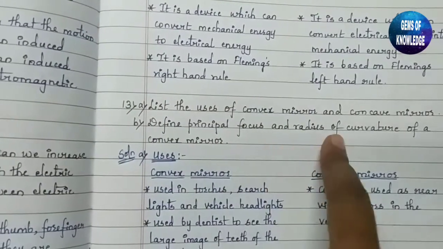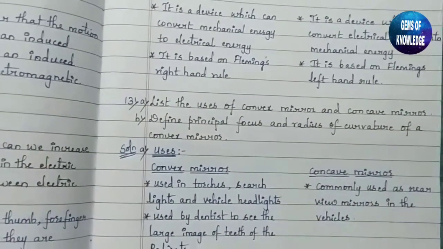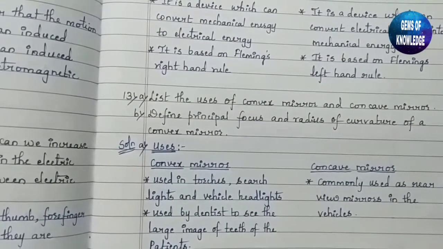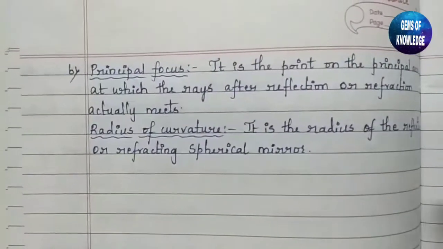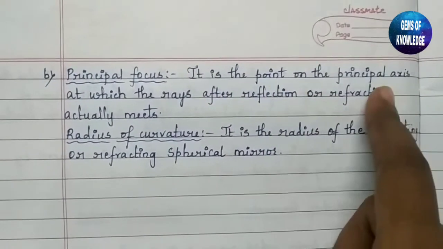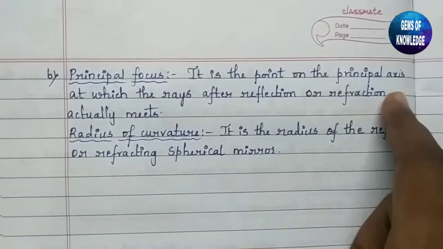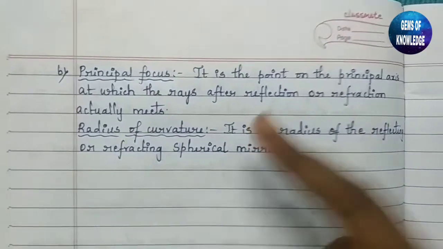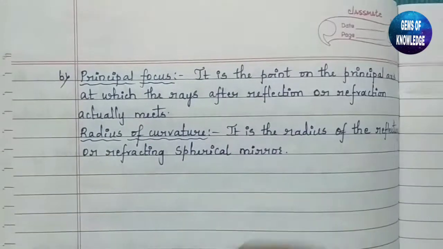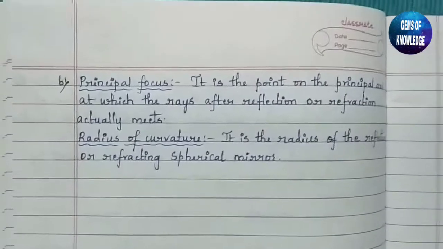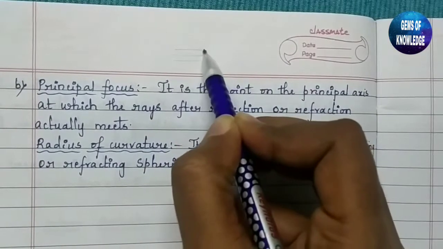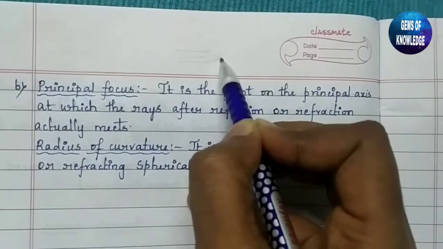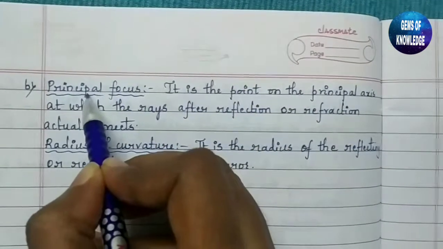Next, one more question is asked here: define principal focus and radius of curvature of the convex mirror. So we need to explain the principal focus as well as the radius of curvature. The principal focus is the point on the principal axis at which the rays after reflection or refraction actually meet. Suppose the rays are moving like this, and after getting to the lens or mirror, they converge to a point. This particular point is called the principal focus.